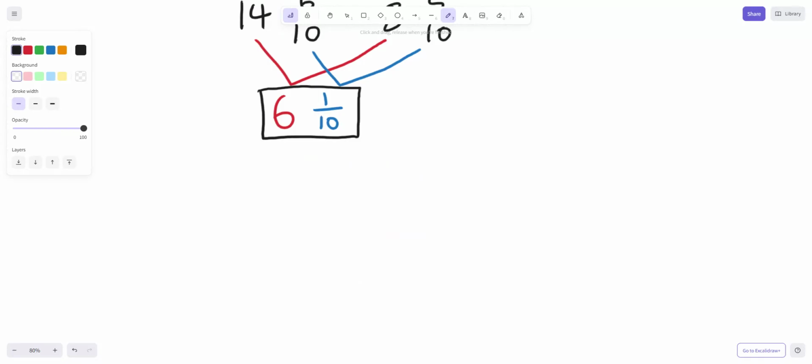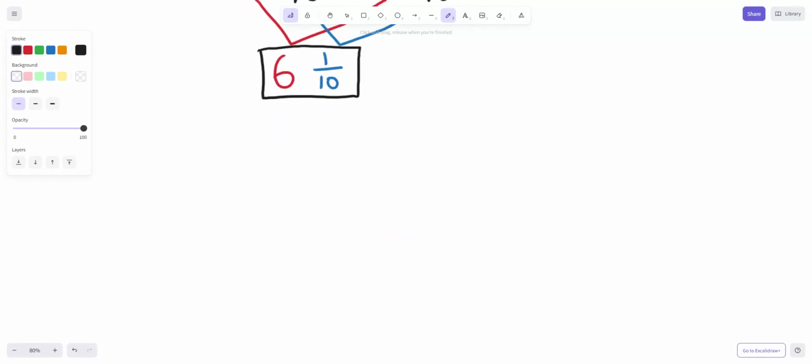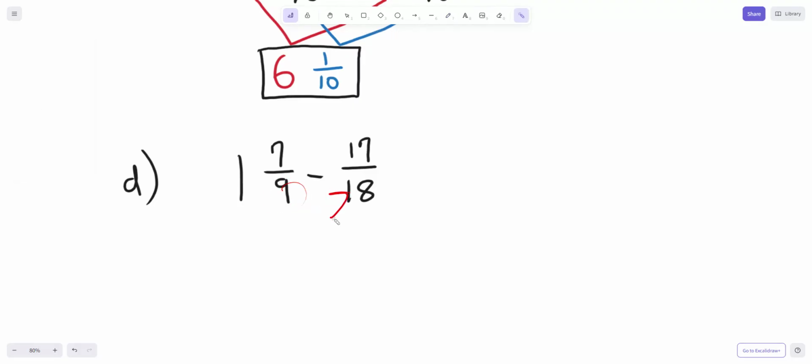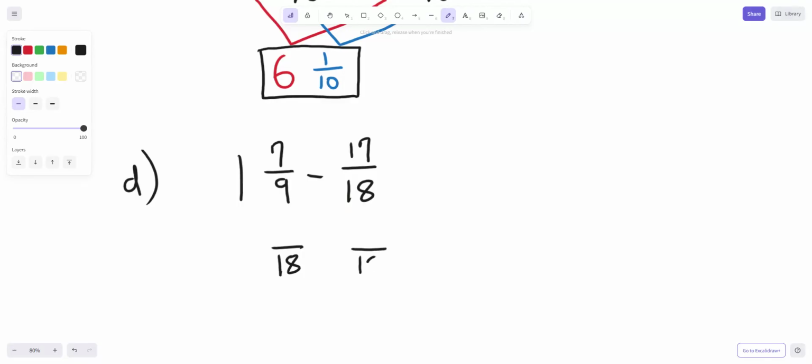Let's do one where we have to regroup. Okay, A, B, C, D. What if we had 1 and 7/9 minus 17 over 18? Well, here the common denominator, well, 9 goes into 18, right? So the common denominator must be 18. We have 17 and we have 1. 7 times 2 is 14.